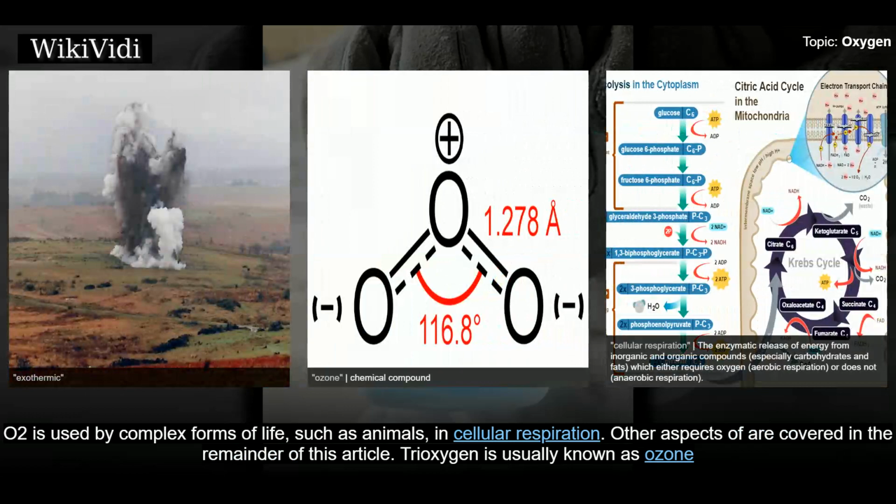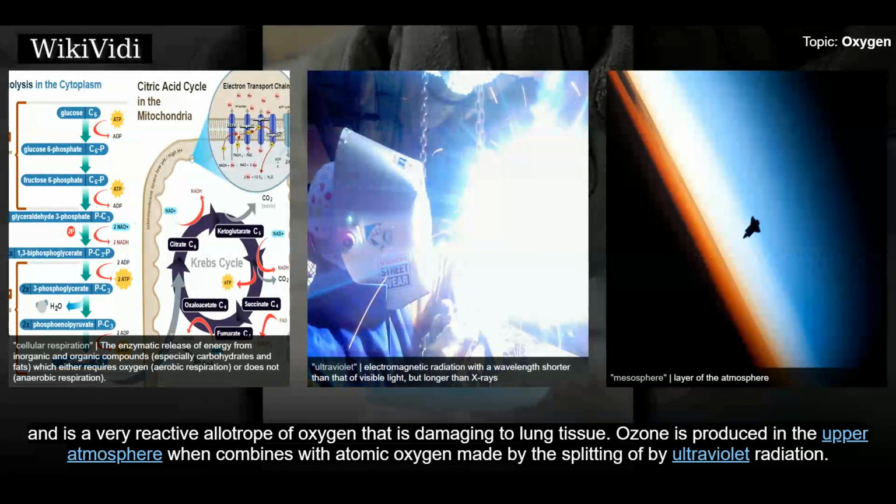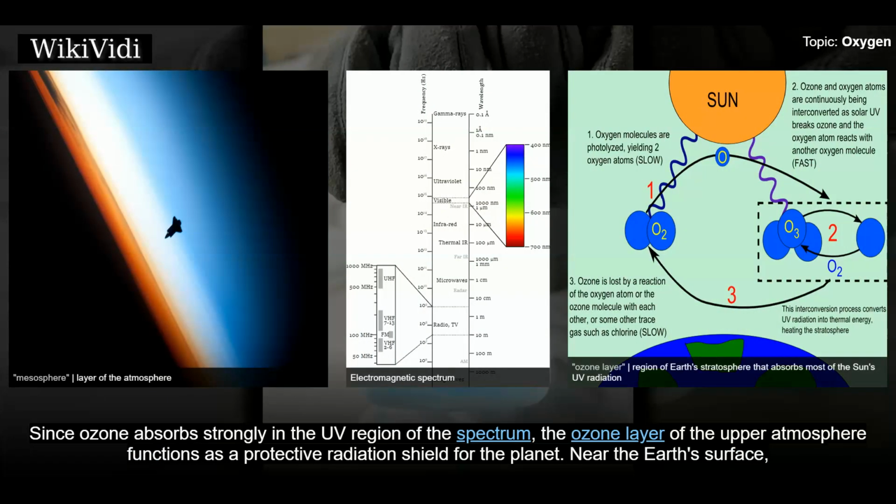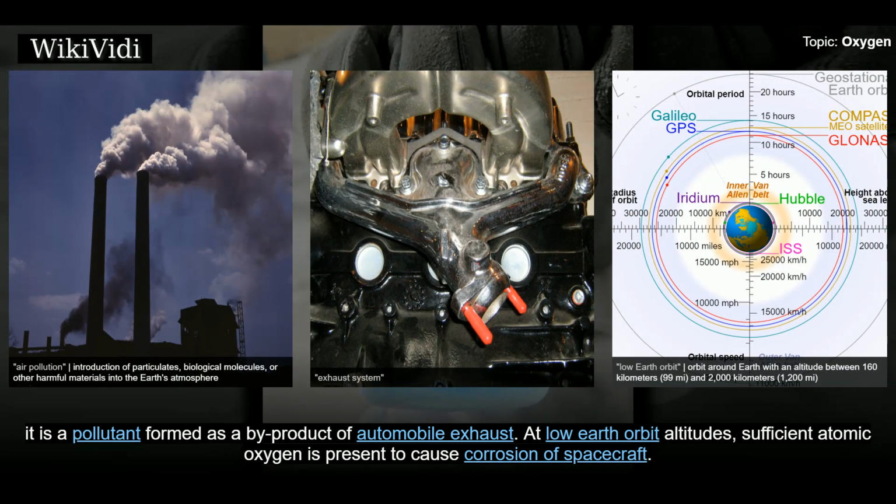Trioxygen, O3, is usually known as ozone, and is a very reactive allotrope of oxygen that is damaging to lung tissue. Ozone is produced in the upper atmosphere when O2 combines with atomic oxygen made by the splitting of O2 by ultraviolet radiation. Since ozone absorbs strongly in the UV region of the spectrum, the ozone layer of the upper atmosphere functions as a protective radiation shield for the planet. Near the Earth's surface, it is a pollutant formed as a byproduct of automobile exhaust. At low Earth orbit altitudes, sufficient atomic oxygen is present to cause corrosion of spacecraft.